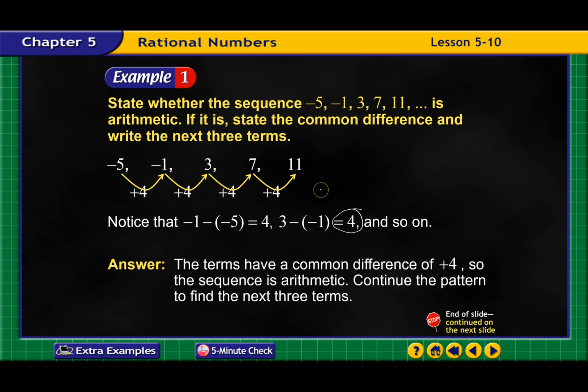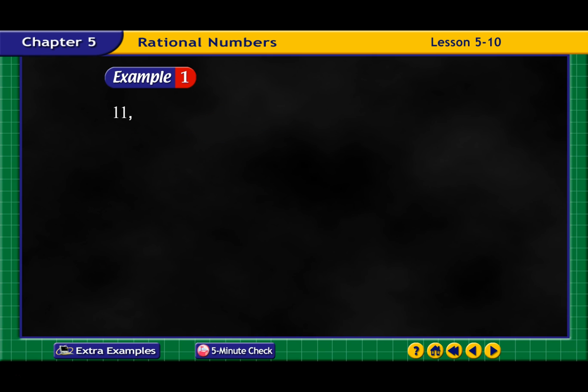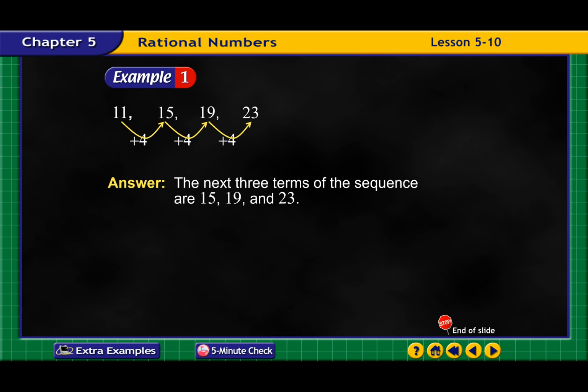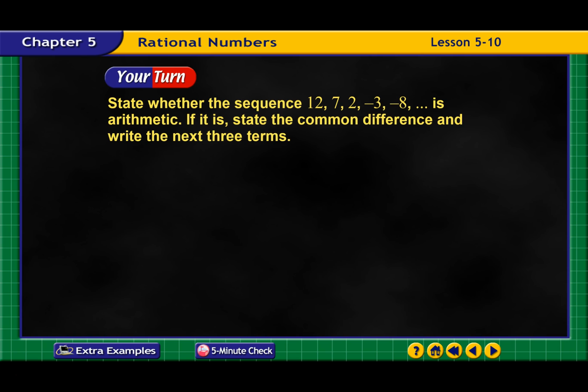So let's see if they're going to do it here. We take 11 was the last number, and since our consistent is add 4, I'm going to add 4 to make 15, add 4 to make 19, and add 4 to make 23. So the next 3 terms of the sequence are 15, 19, and 23. All right, pause this, give it a shot.